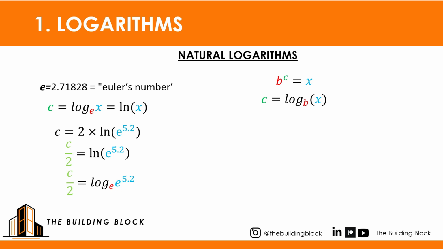So now we have c divided by 2 equals 5.2. We multiply both sides by 2 and we get c equals 10.4. See? Well, that's it for today's lesson on logarithms.